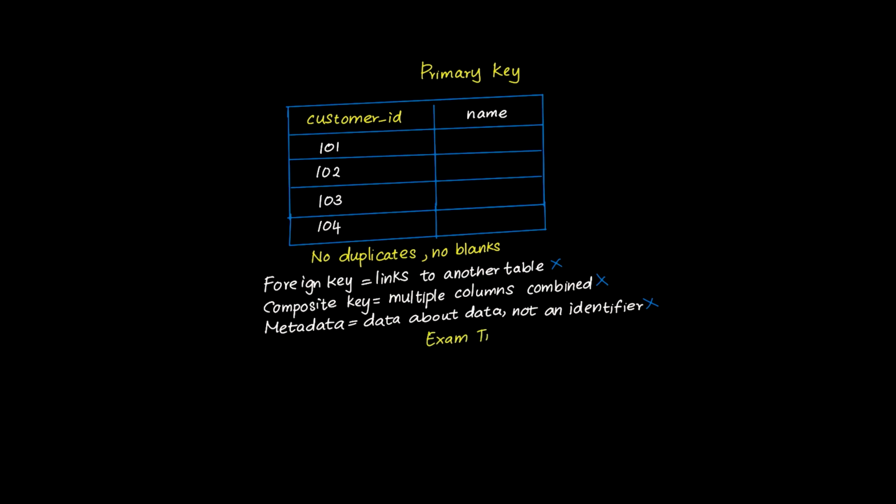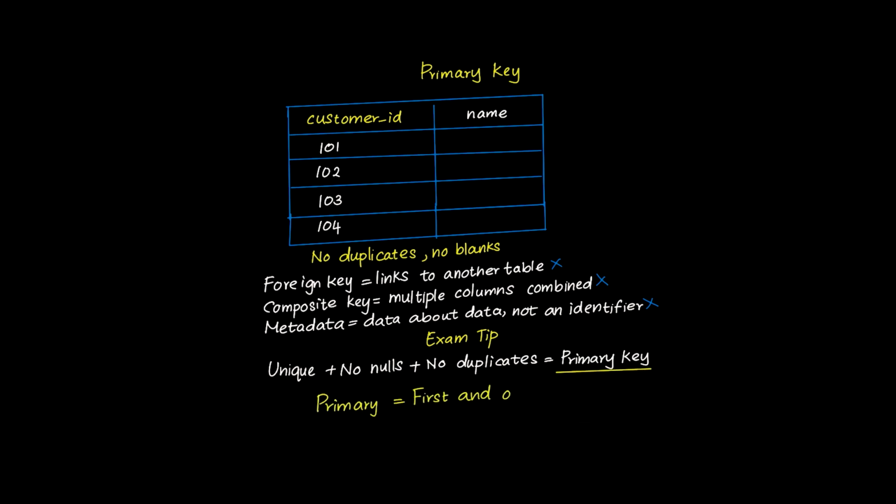Here's a WGU D467 exam tip for you. When a question mentions unique identification, no duplicates, and no null values, the answer is primary key. Quick recall hook: Primary equals first and only, like a fingerprint.